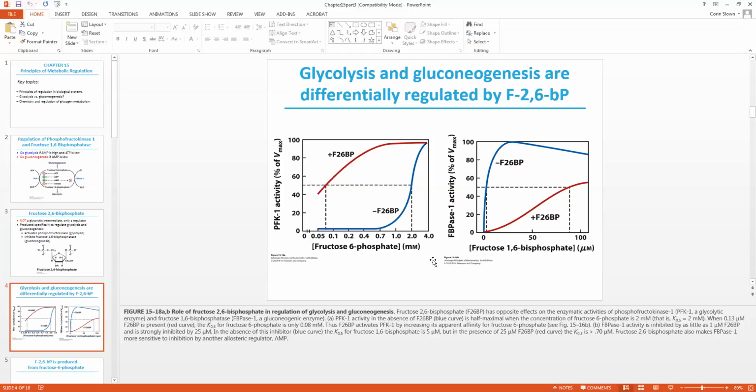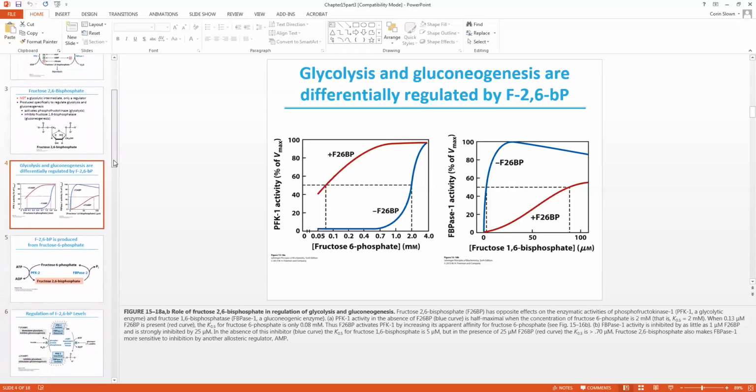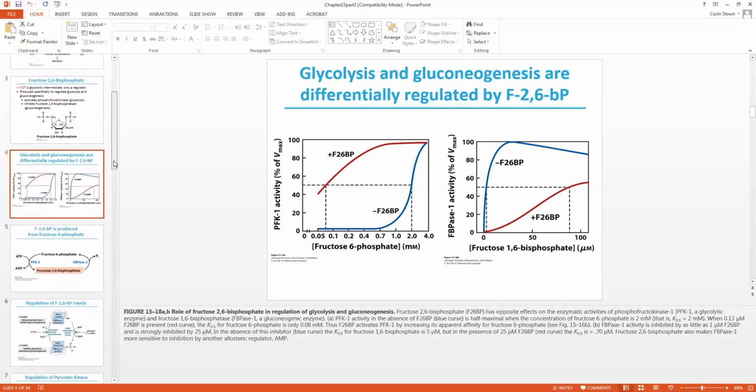And then if I look at fructose bisphosphatase 1 activity, that's going to be inhibited by as little as 1 micromolar. And it's strongly inhibited by 25 micromolar. So in the absence of this inhibitor, the blue curve, fructose 1,6-bisphosphate is 5 micromolar, but in the presence of 25 micromolar fructose 2,6-bisphosphate it's going to be less than 0.7 micromolar. So this also makes the fructose bisphosphatase 1 more sensitive to inhibition by another allosteric regulator, AMP.